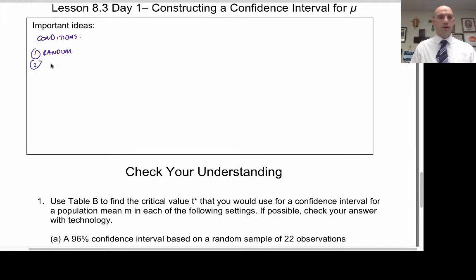Number two, it needs to meet the 10% condition. And therefore, it won't have its own mean. Number three, it needs to be normal. So what does that mean for us in this scenario? Well, the population could be approximately normal.